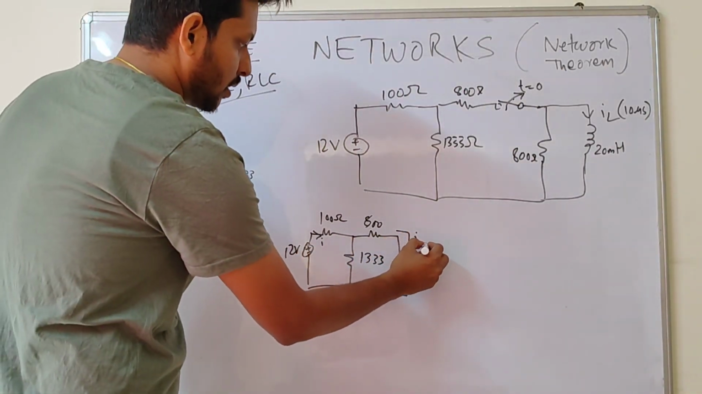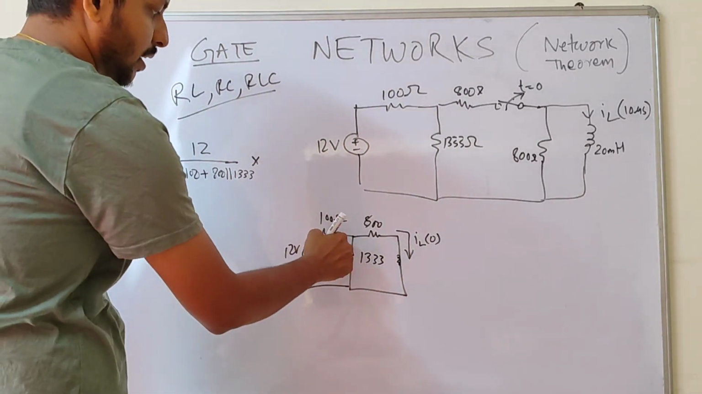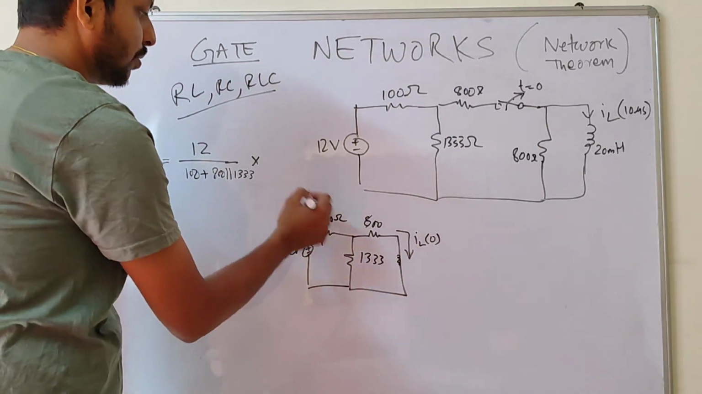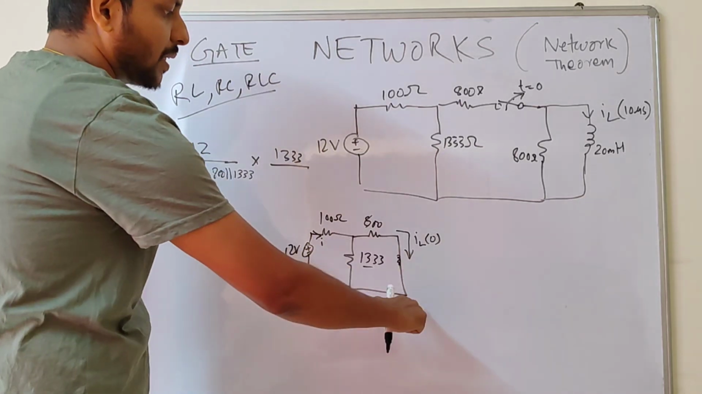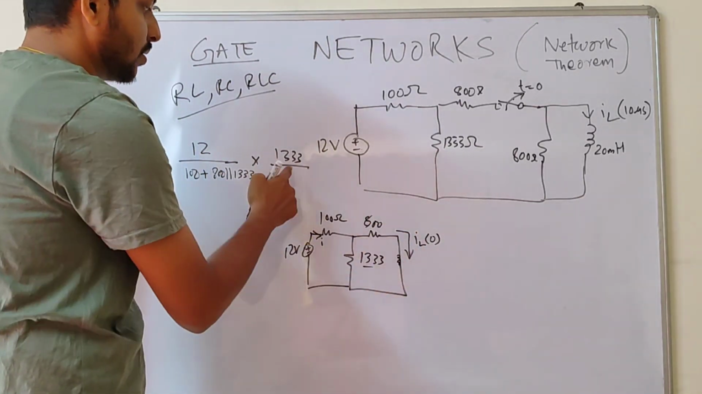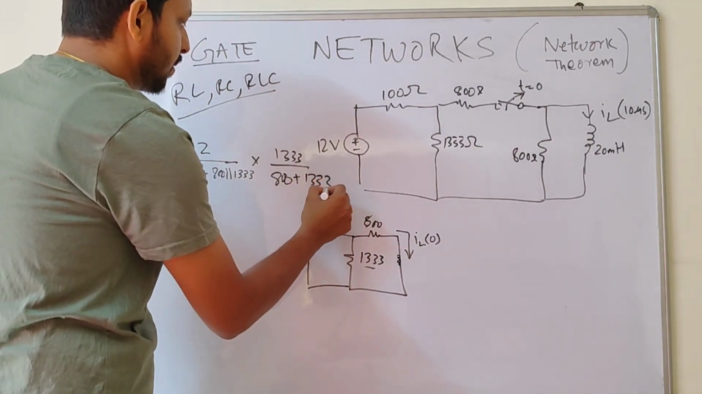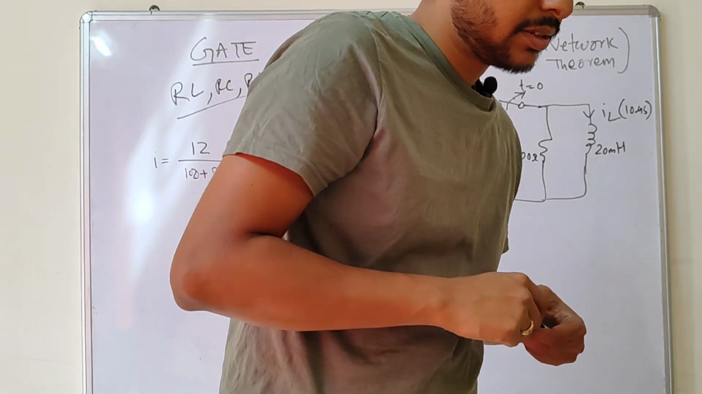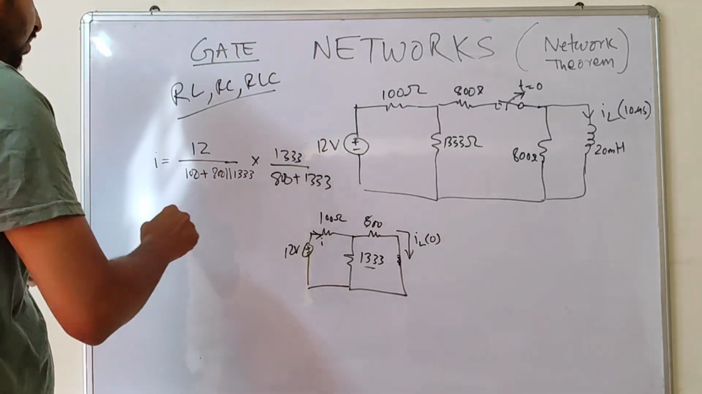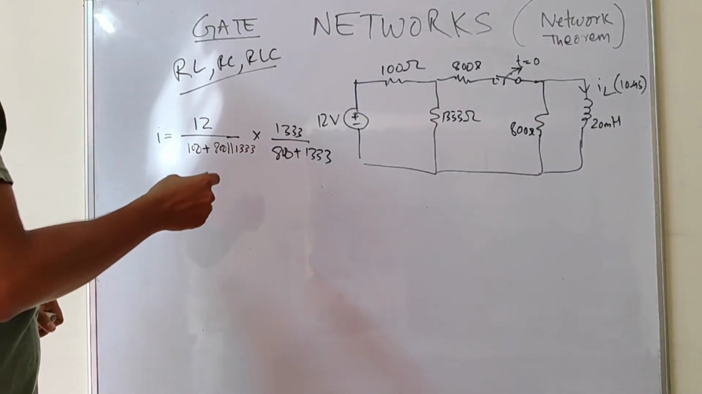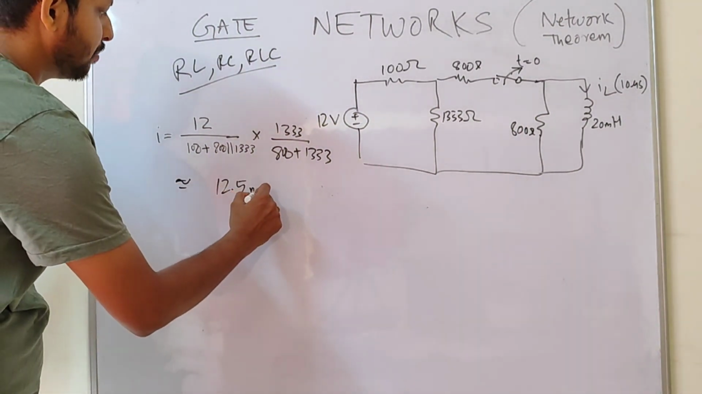Now, what's the current through the inductor? The current going through the inductor will be a fraction of this current. What fraction will be passing through here? More current will be passing through the path with less resistance, so it will be the other resistance divided by the sum of the resistances. Now this requires some calculation. If you solve this using a calculator, you'll find it will be around 12.5 milliampere.